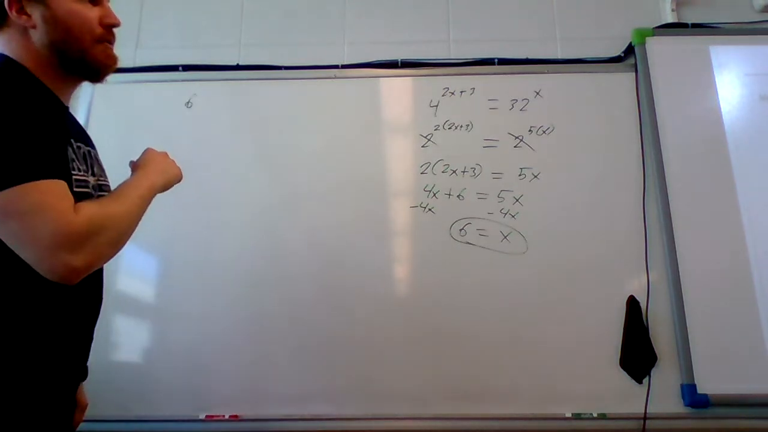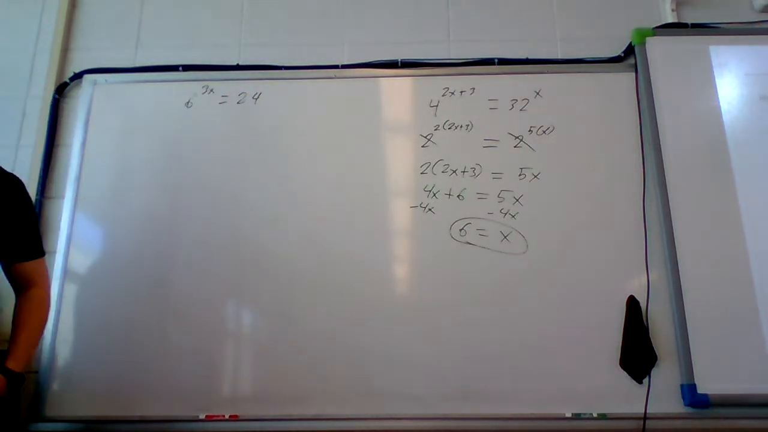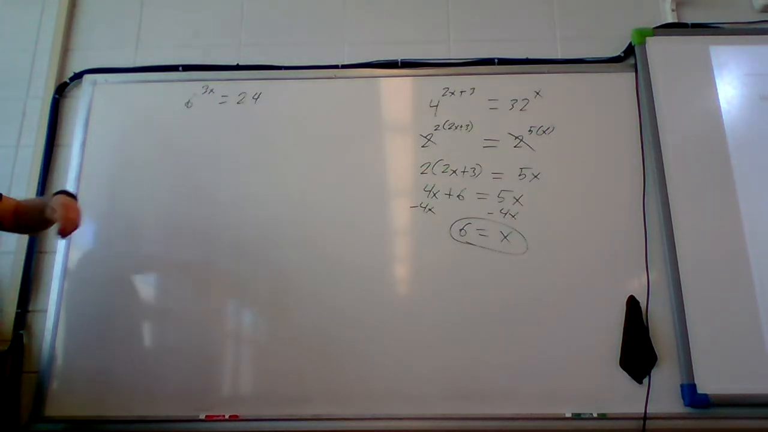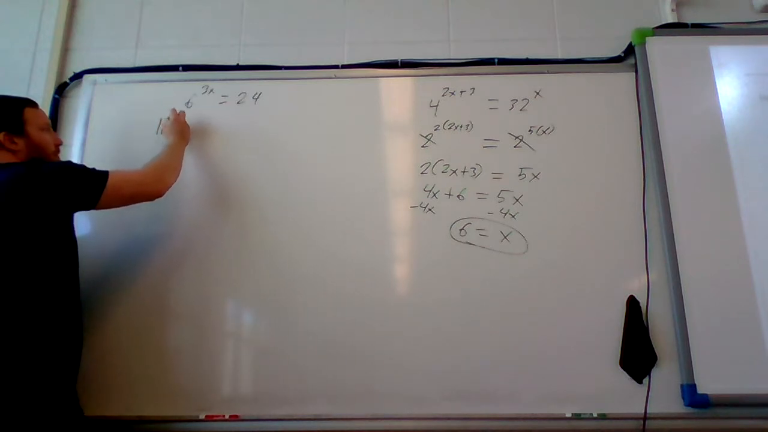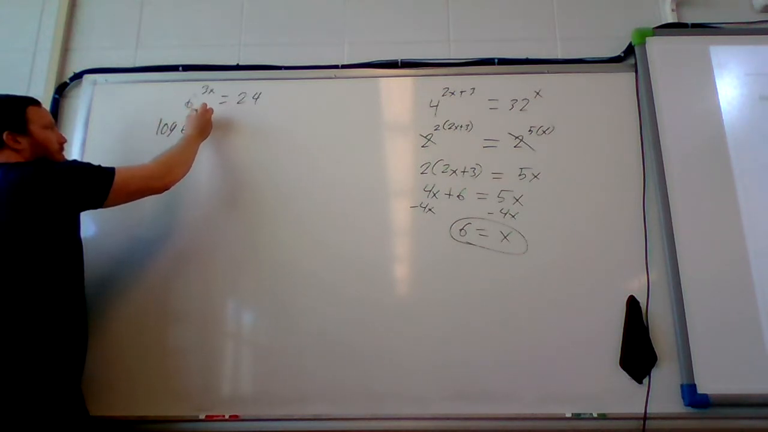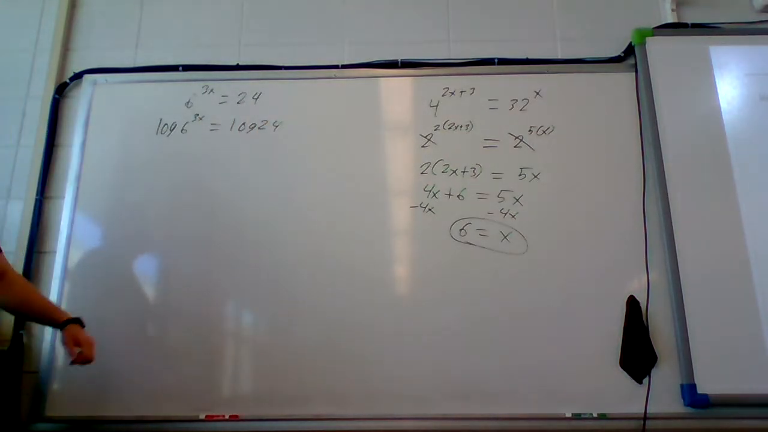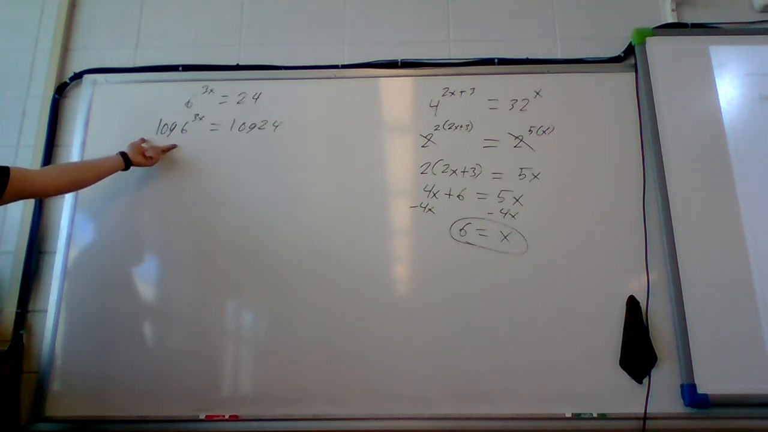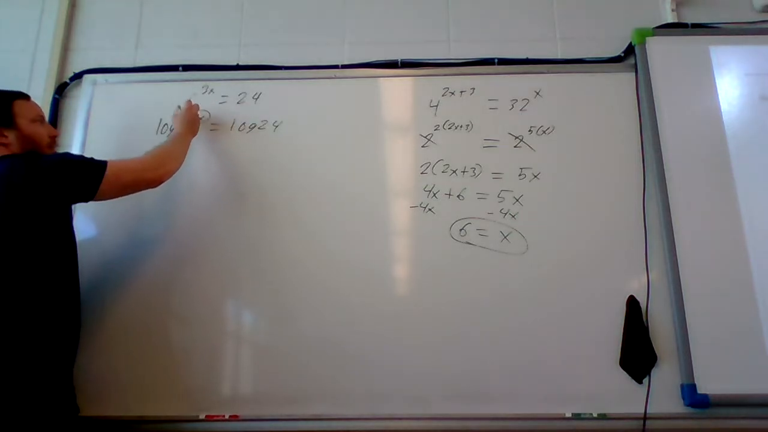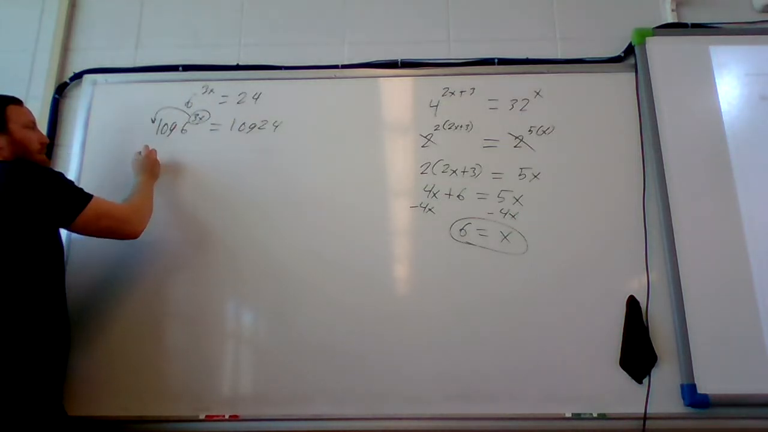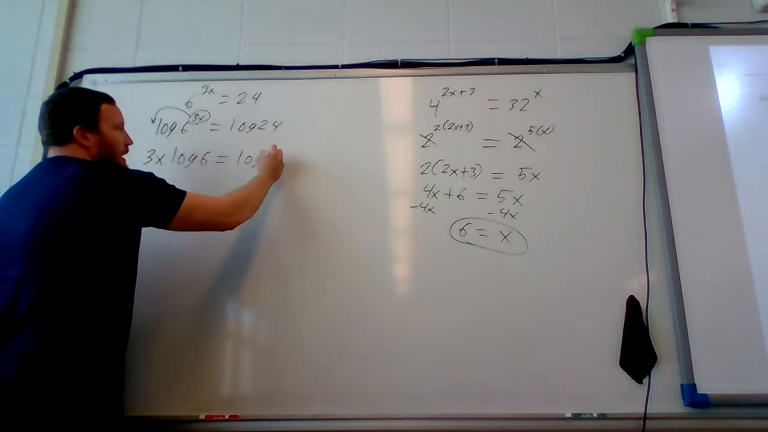So we have 6 to the 3x equals 24. What we want to do is take the logarithm of both sides. We're going to use our common log, which is a base 10 logarithm. So we have log of 6 to the 3x equals log of 24. Then we can use the power property of our log rules. We can take this exponent, bring it out front. That gets us 3x log of 6 is equal to log of 24.